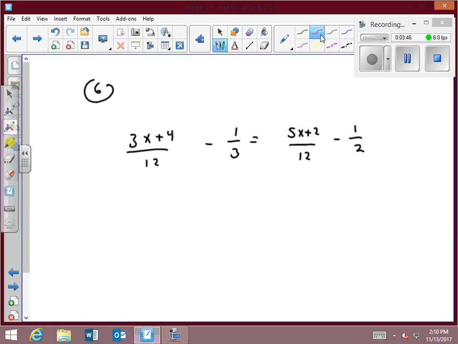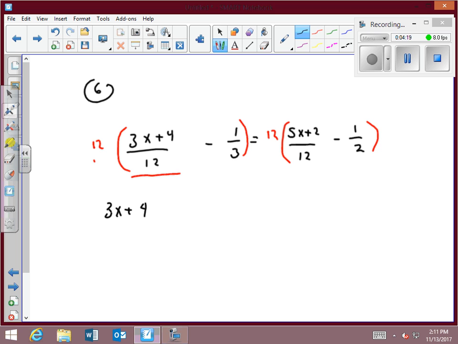So what is the least common denominator? 12. So we bracket this, multiply it by 12, bracket this side, multiply that by 12. Now we distribute the 12. And we take 12 times this first term right here. Notice the 12s go out. What do we have left? 3x plus 4. Everyone, right?